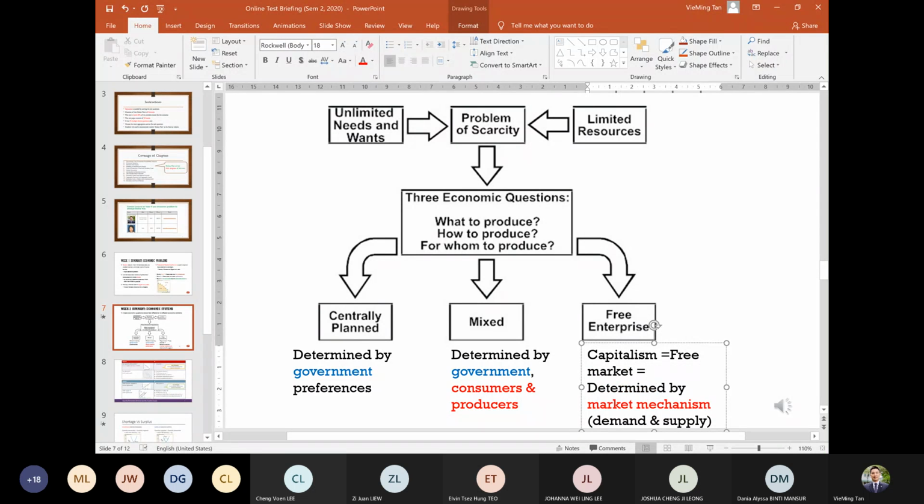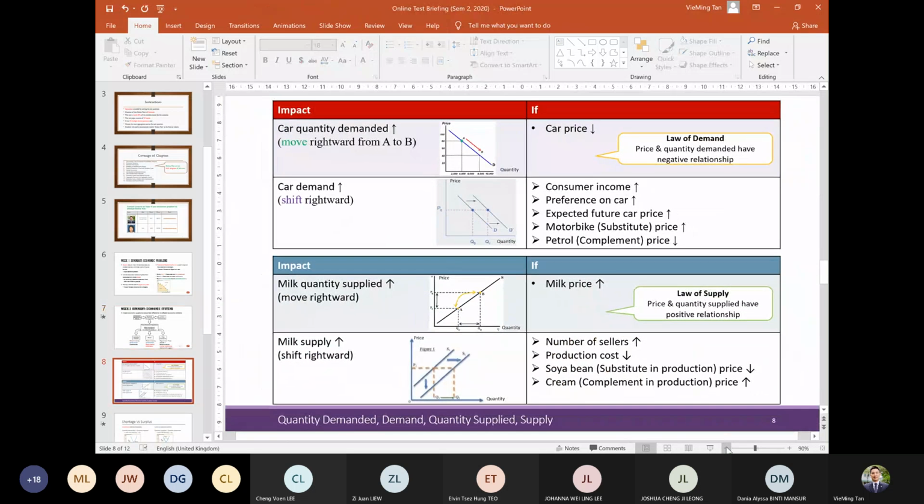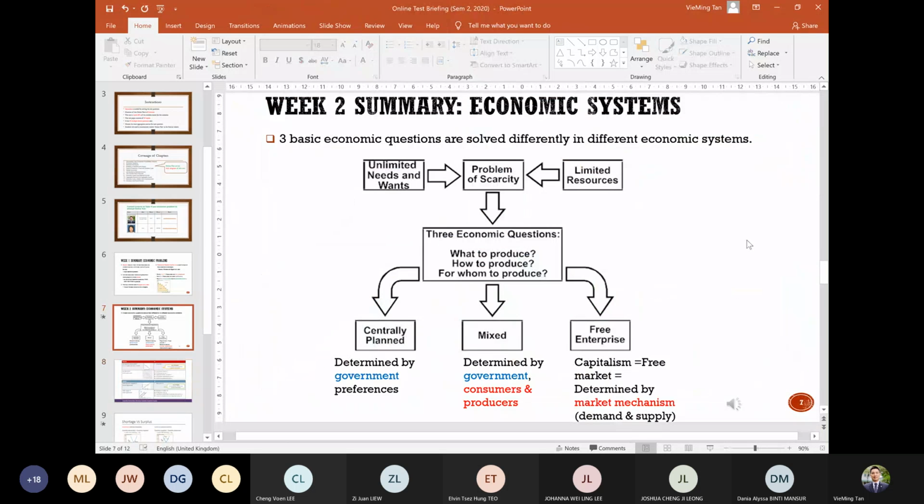So in the free market, who makes the decision on what to produce, how to produce, and for whom to produce? The businessman? The firms? Yes, correct. Who else decides? Customer demand. Yes. So it is decided by the market mechanism that consists of market demand and supply. So in the capitalism or free market system, the buyer and seller will decide what to produce, how to produce, and for whom to produce.